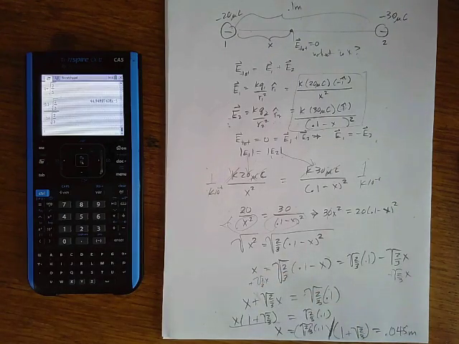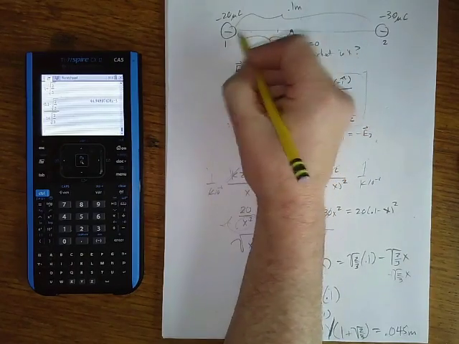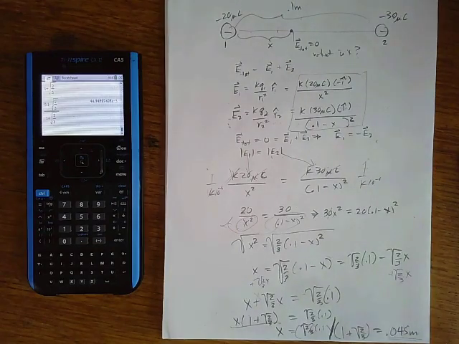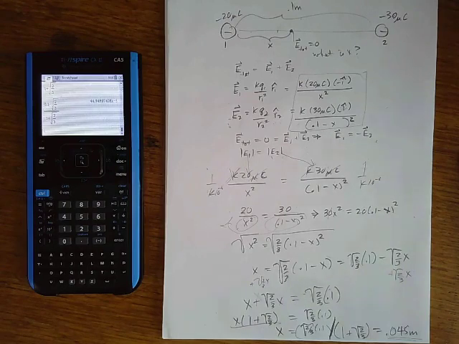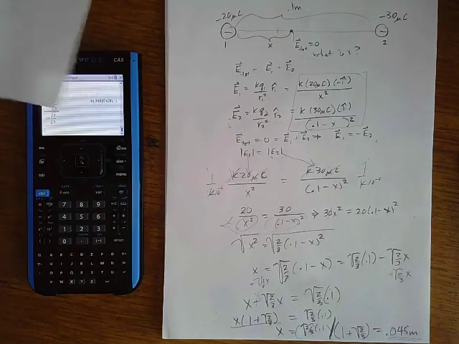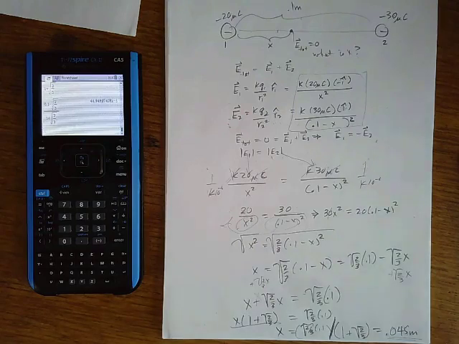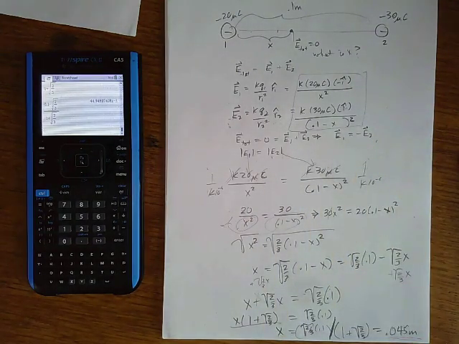Okay, so the x place, we did at 0.3 and we knew that was too close to this guy, so 0.045 meters from charge 1 is where the field goes to 0 in between the two charges. All right, so a little bit of algebra, but hopefully a lot of practice thinking about the E fields, how you build them, these unit vector ideas, superposition, add the two together to get the total.